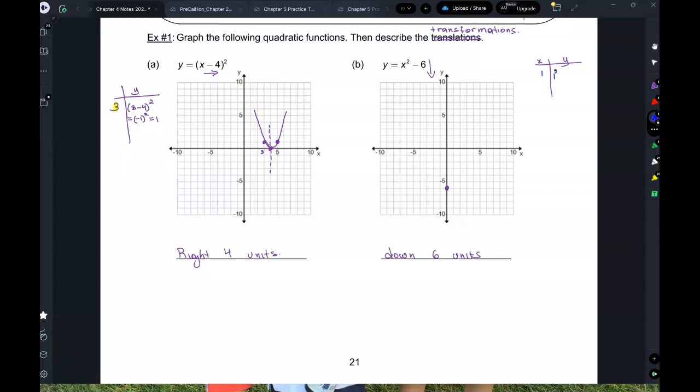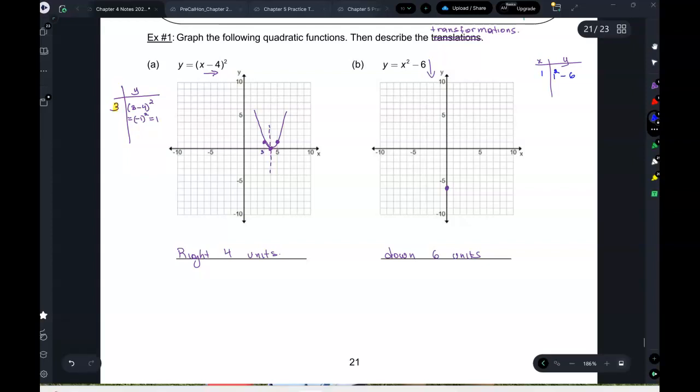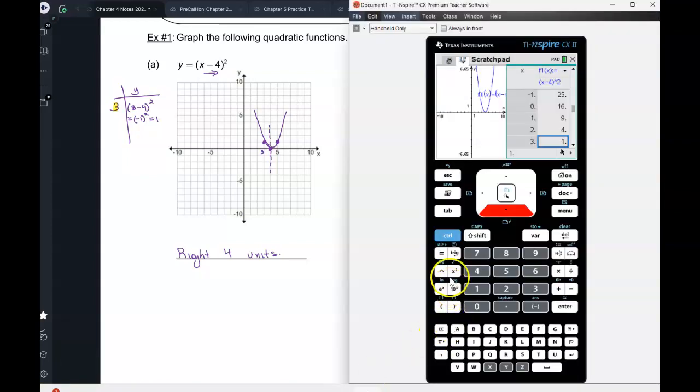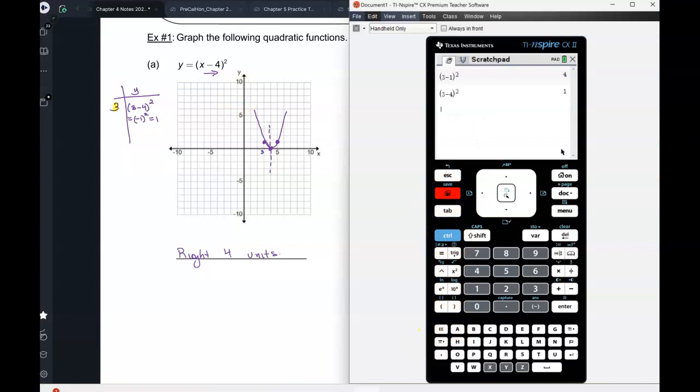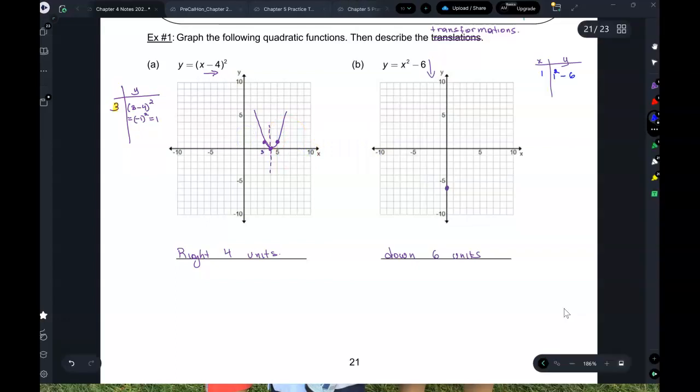So it'll be 1 squared minus 6. And again, I don't want to take any chances. You can just plug that in here. Okay, 1 squared minus 6, negative 5. So here, negative 5. And then I mirror it on this side, and I get this lovely graph. I want to see 3 points exactly where they should be, because this moved down.